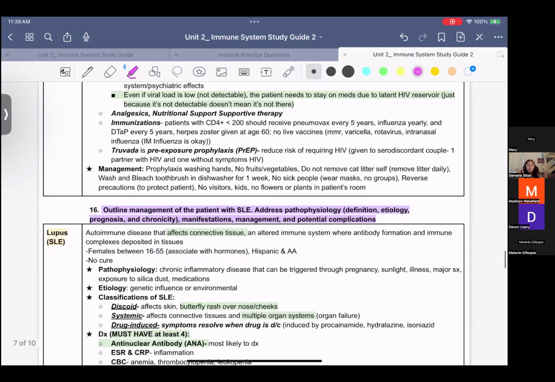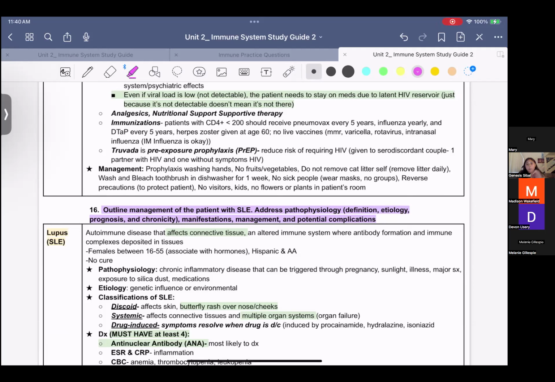So again, I said this already, but even if the viral load is low, so it's not detectable, the patient needs to stay on those meds due to the latent HIV reservoir, right? Because they're still going to be in there, right? It's just like how a patient says, well, I'm taking metoprolol, which we know is an antihypertensive, and my blood pressure is low now. So can I stop taking the medication? It's like, well, no, because your medication is what's helping you keep your blood pressure low. So it's the same exact thing with HAART and with this medication therapy. Just because your viral load is low doesn't mean you can stop taking your meds. That's what's helping you keep your viral load low.